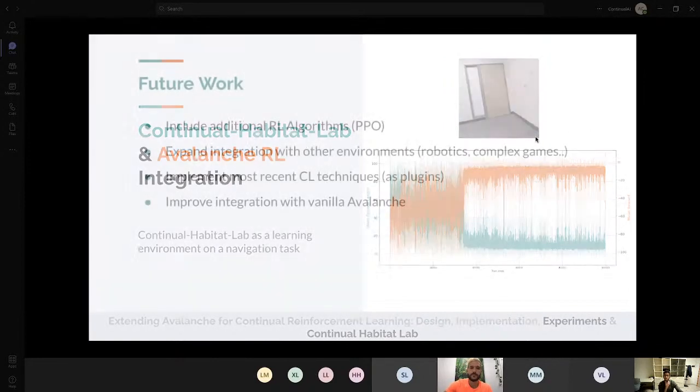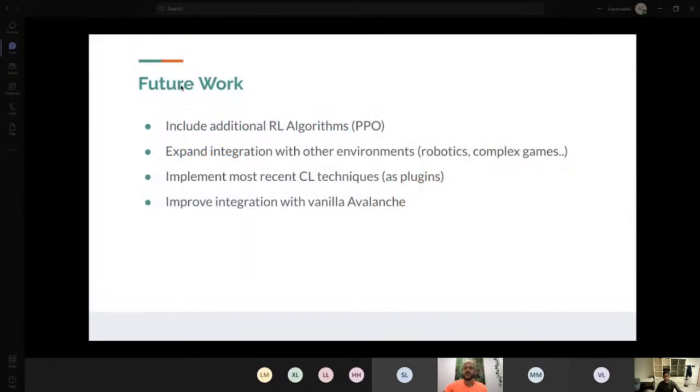vary wildly. And finally, some future work on AvalancheRL. We're looking to include additional reinforcement learning algorithms, and PPO is surely at the top of our list at the moment, and we'd also like to expand the integration with other complex environments. As we've seen with Habitat Sim, moving to a realistic setting, we'd also like to have one very specific for continual learning in a robotic environment or some complex games. We'd like to keep on supporting them.